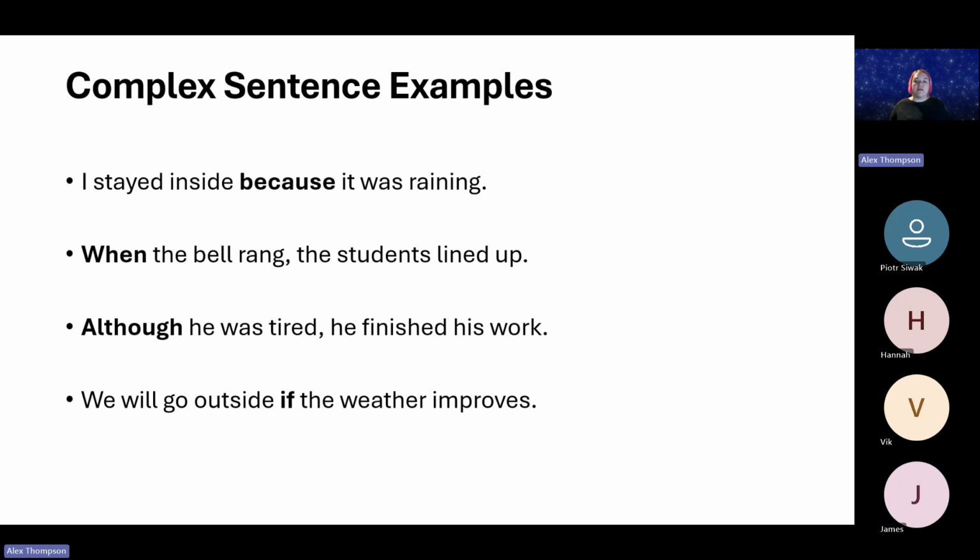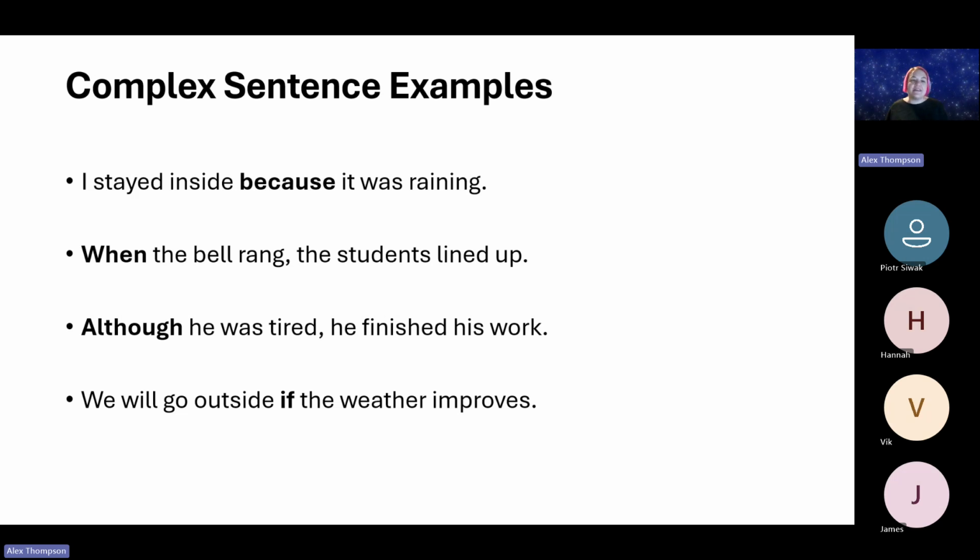If I said when the bell rang, what? You're waiting for some more information, because on its own, those four words do not make a complete sentence. They are dependent on the rest of the sentence. I always think about dependent clauses as being like added detail. They don't necessarily change the meaning of what we're saying, but they may add something that is very important to the sentence as a whole.